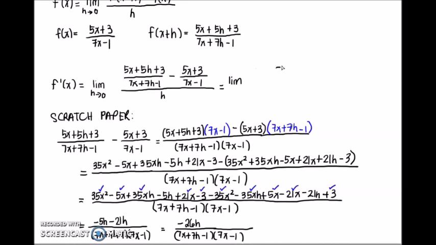So, negative 26h all over 7x plus 7h minus 1 times 7x minus 1. Tapos, all over h as h approaches 0. But of course, if I immediately evaluate this, I will still get a 0 in the denominator. And the numerator will also be 0, so 0 over 0 pa rin siya.